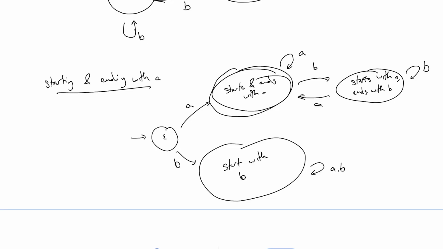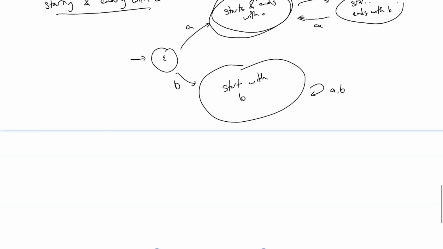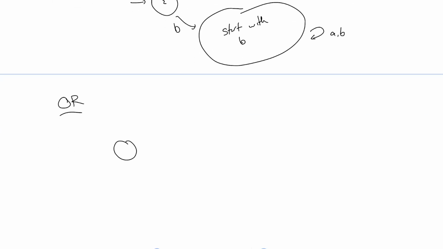Sorry, we got to go now. So let me just write down the answer for the or. Starting or ending. At least this is how I did it. Of course, there are probably other ways you could do it. If it starts with A, then immediately it should be accepted no matter what. If it starts with B, then maybe it's going to be accepted if it eventually ends with A. And the way to make that happen is like this.